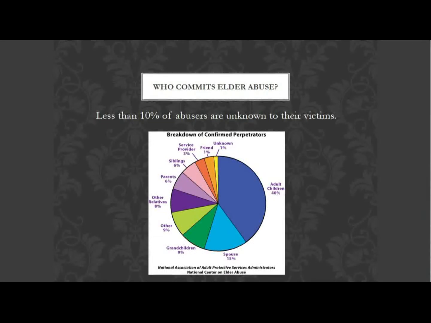Now, this chart here is not a representation of the statistics for St. Lucia. It's for the United States, but it still gives you an idea of the percentage of persons who abuse elderly people. We have unknown 1%, friend 1%, service provider 3%, siblings 6%, parents 6%, other relatives 8%, other persons 9%, grandchildren 9%, spouse 15%, and adult children 14%. Okay, you can see the percentage is very high with the adult children and then spouse.